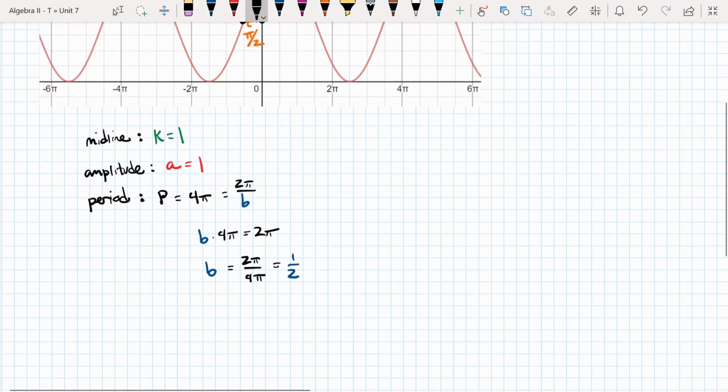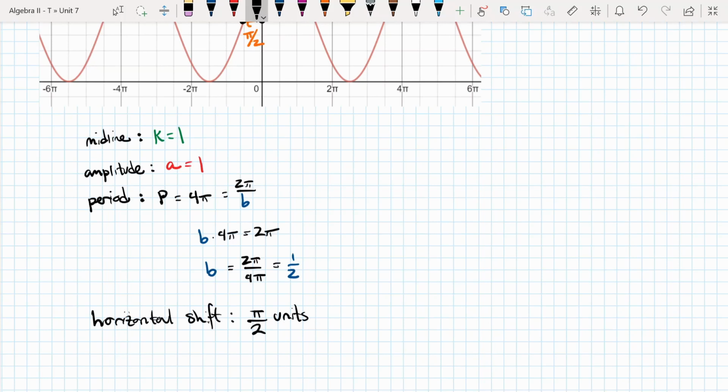So there's a horizontal shift here. We're going to say it's pi over 2 units left. Because it's shifted pi over 2 units left, the h value is equal to negative pi over 2. So the h value is going to be our horizontal shift. If it's shifting to the left, the h value is going to be negative. If it's shifting to the right, the h value is positive.